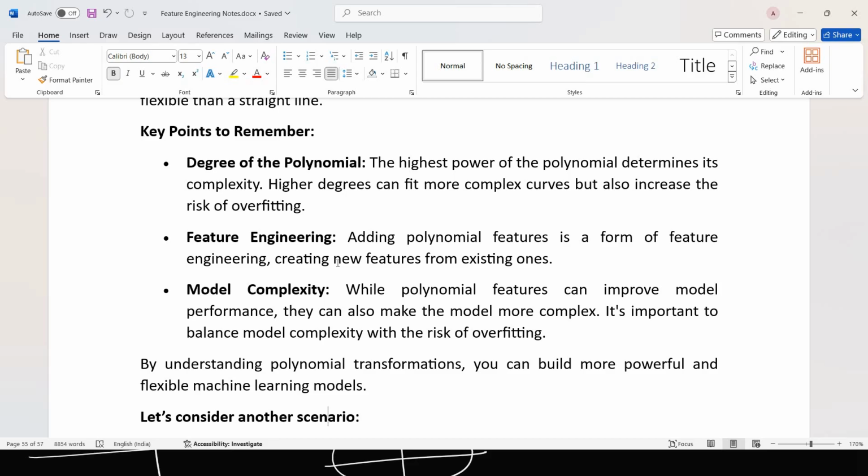So stay tuned. In the next video, we are going to see an example, and after that, we will discuss a few more things related to polynomials.